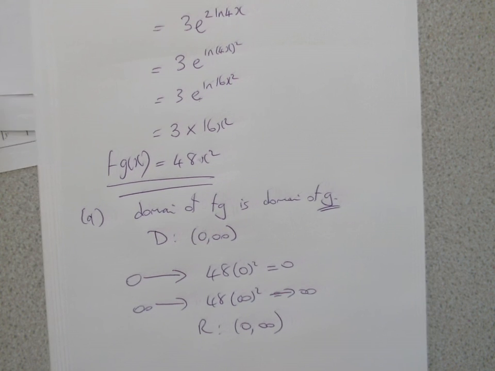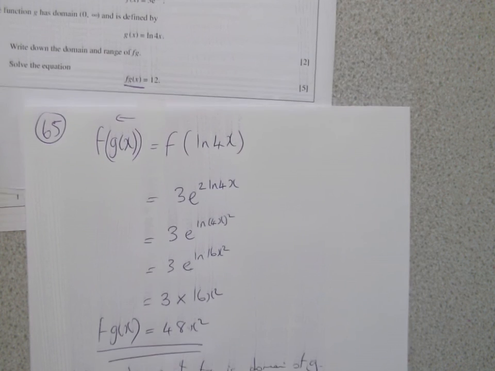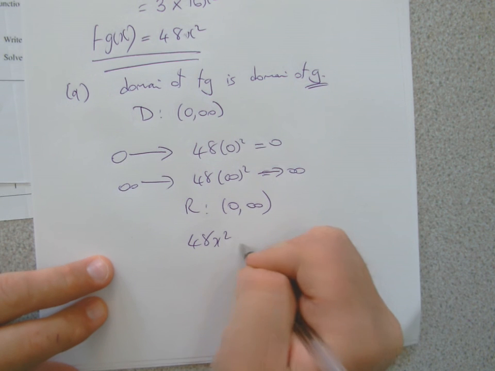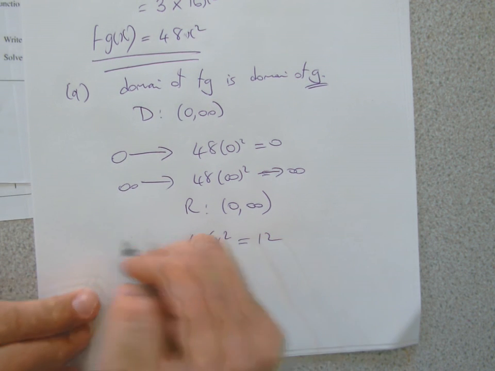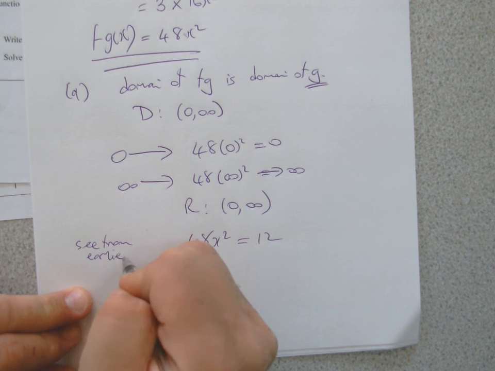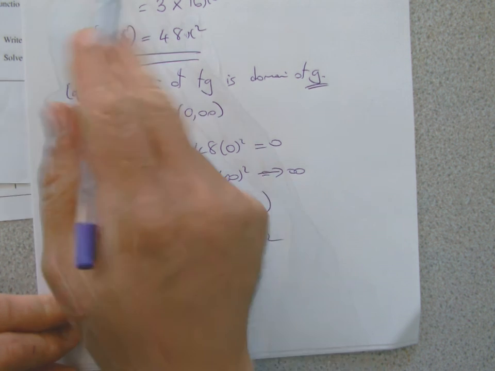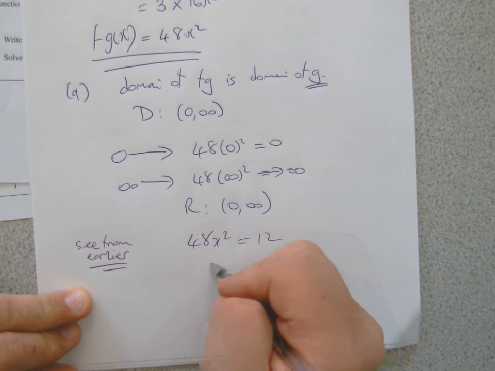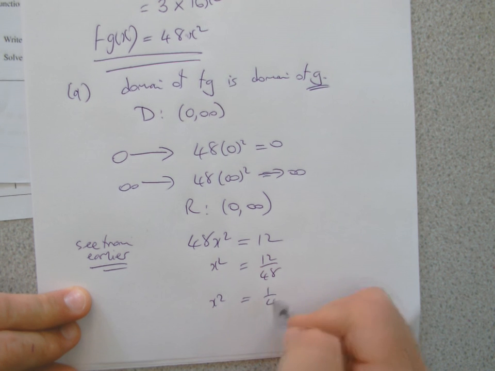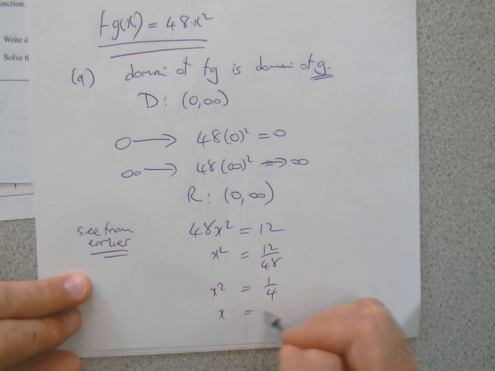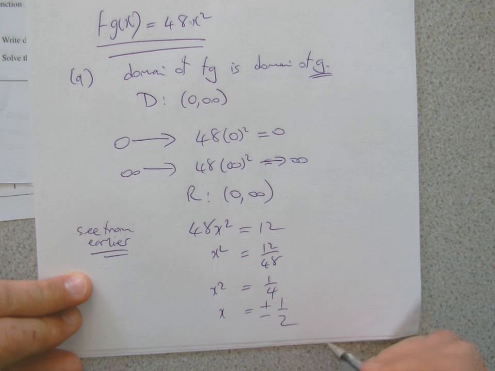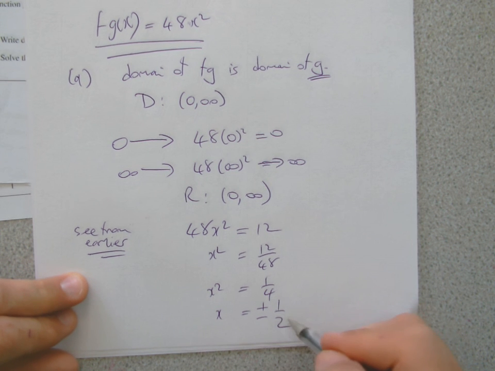And then it says, solve the equation fg of x equals 12. So basically we'll put 48x squared equals 12, and you could use your answer from earlier, 48x squared, which we've already worked out. Then we take the 48 over and divide, so this will become 1/4. And then, of course, when you square root, plus or minus 1/2. So you've got your answers x equals plus or minus 1/2.